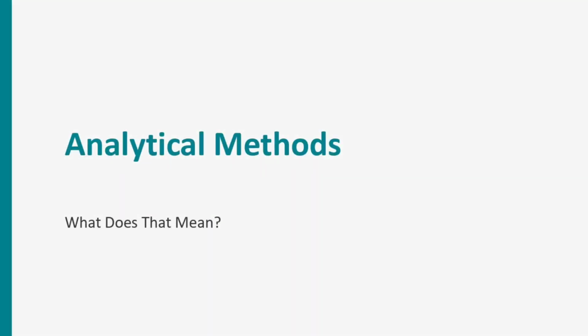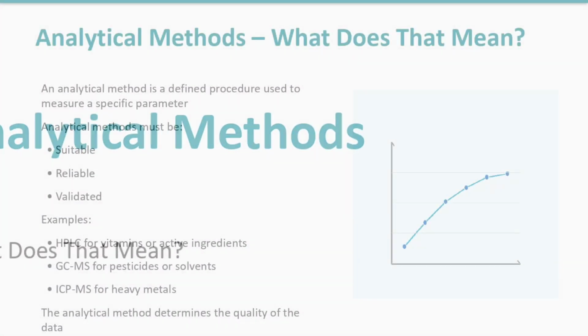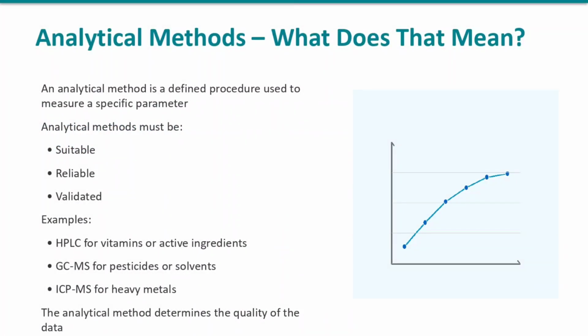What is an analytical method? An analytical method is a defined and structured procedure used to measure a specific parameter. Methods must be suitable, reliable, and validated before routine use. Examples include high-performance liquid chromatography for vitamins or active ingredients, gas chromatography, mass spectrometry for pesticides or residual solvents, and inductively coupled plasma mass spectrometry for heavy metals. The analytical method directly influences the quality of the data produced.